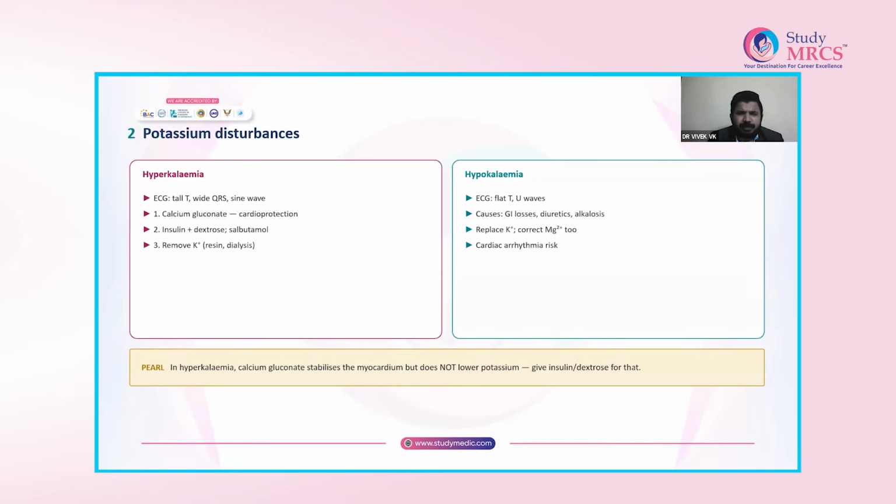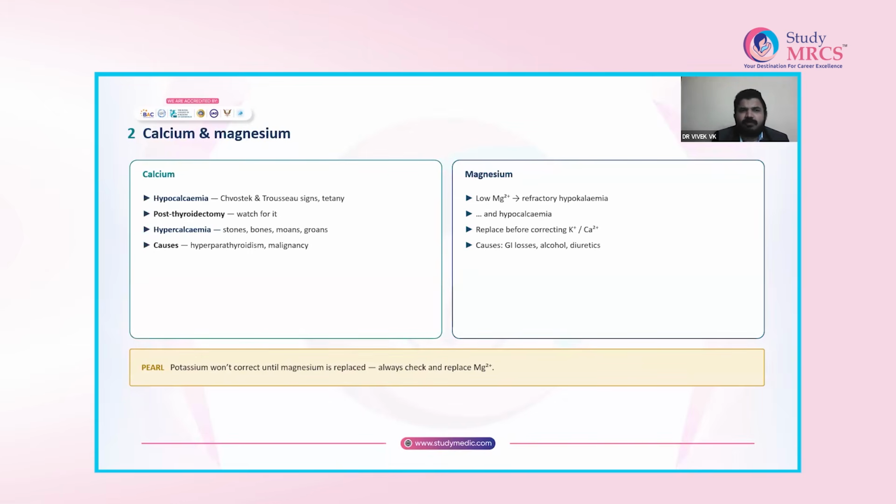So in hyperkalemia, the calcium gluconate stabilizes the myocardium but does not lower the serum potassium level. For that, you have to give the insulin along with the dextrose. So regarding calcium and magnesium, the calcium may be increased, that is hypercalcemia, or the calcium level may be decreased, that is hypocalcemia.